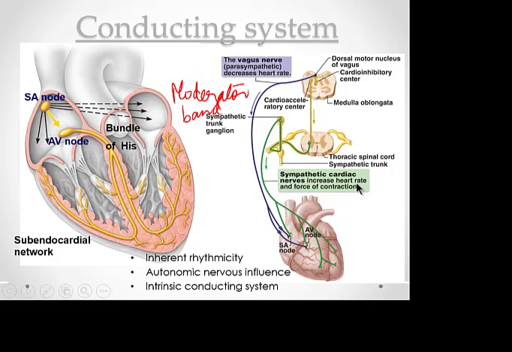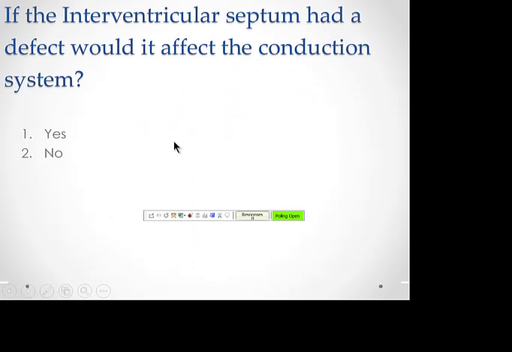So again, if you had ventricular septal defects, you can understand that there would be conduction problems, because you can see how the bundle of His as well as the right and left bundle branches are traveling in the interventricular septum. So it would affect it.